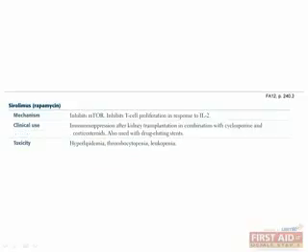Sirolimus, better known as rapamycin, inhibits T cell proliferation in response to IL-2 by binding mTOR, and is classically used in combination with other immunosuppressant agents such as cyclosporin and corticosteroids. Watch out for hyperlipidemia, thrombocytopenia, and leukopenia.